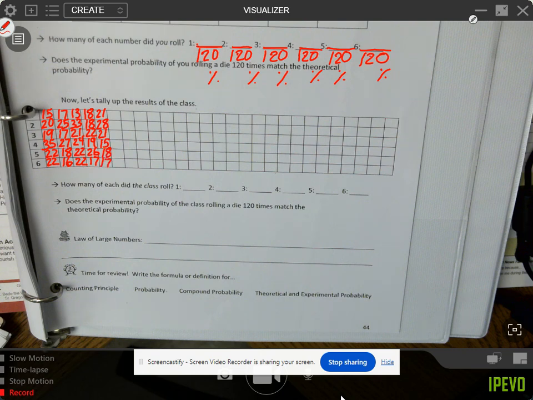Connor. 15, 20, 16, 27, 18, and 20. Madeline. 12, 25, 11, 15, 36, and 28. Layla. 19, 21. 19, 22, 19, 24. What was the last one?